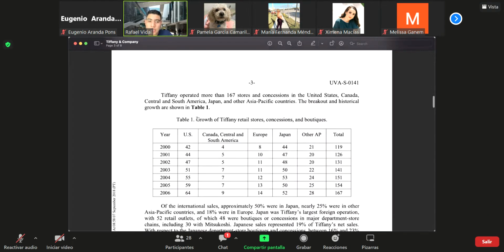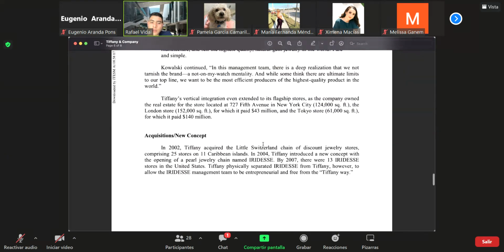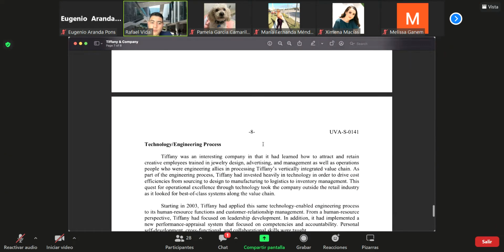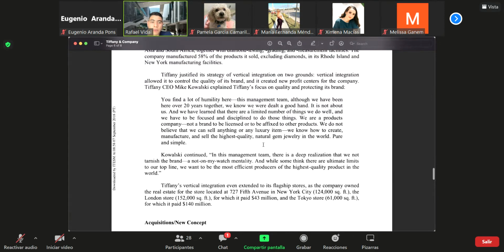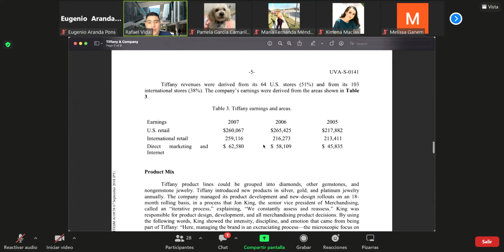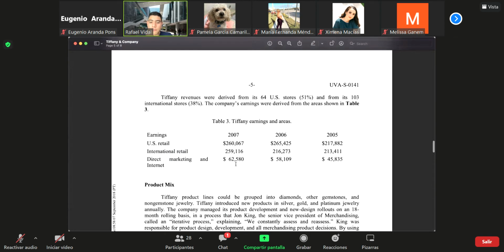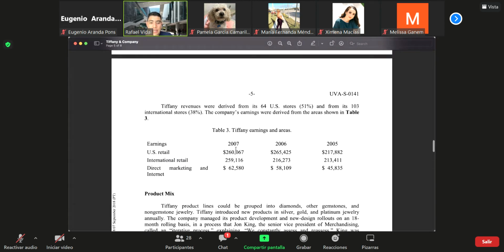So let's look at this growth of Tiffany retail stores. But before I go there, I'm going to show you this, for you to have a sense of what parts of the world where Tiffany & Company is located are worth the most. US retail has the highest stake of the total revenue. International retail has kind of the same. Japan, in this case, has half of this international retail.